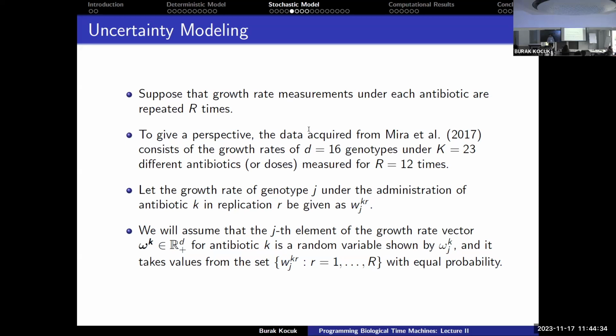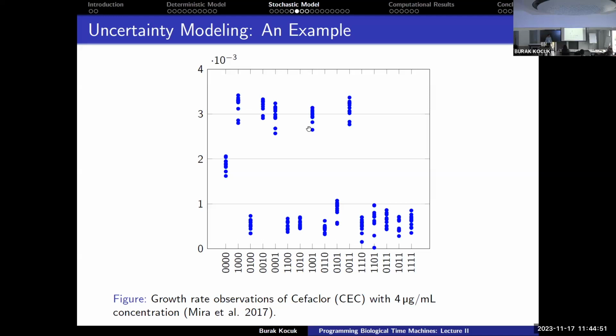So how many possibilities do we have? For each genotype, I have R choices. So R times R times and so on, that's R to the power of the number of genotypes. This is quite a big number. And here is one antibiotic from the data sets. These are the growth rates. Each dot is an experiment they have, and you see the genotypes. So there's quite a bit of variability.